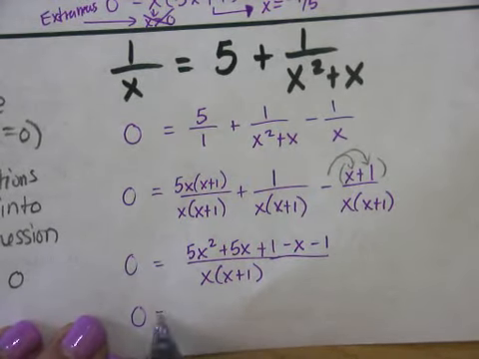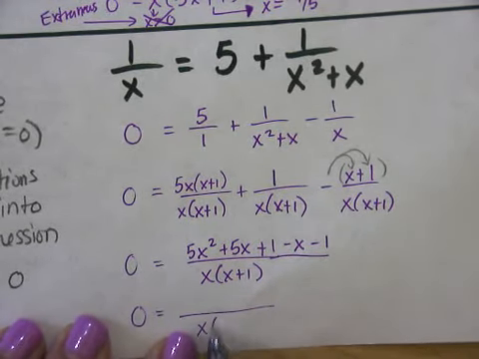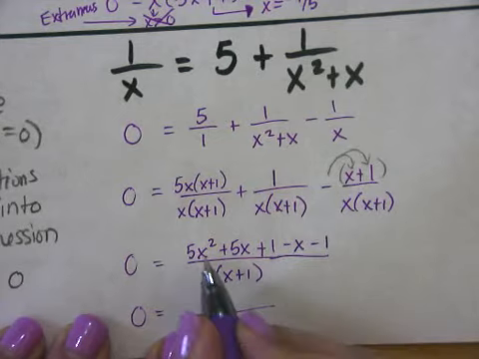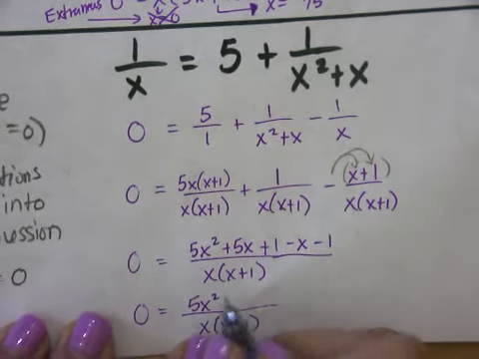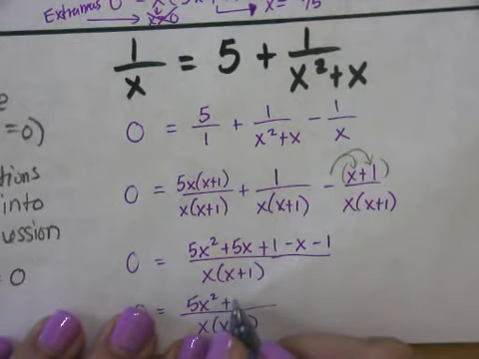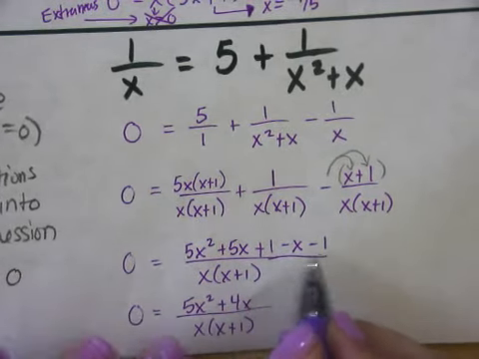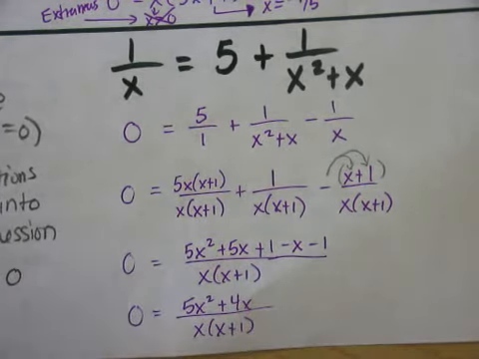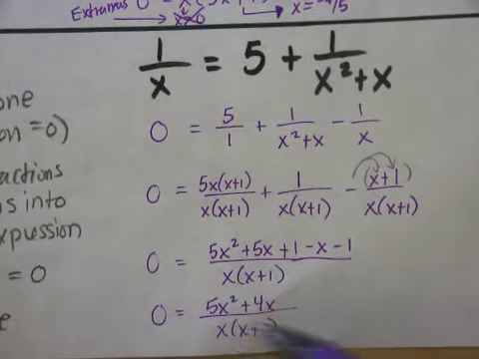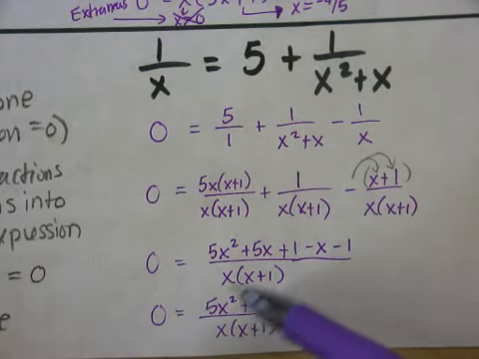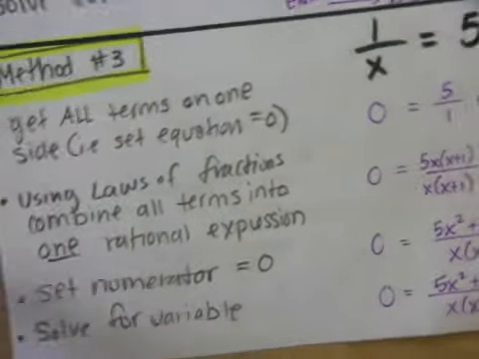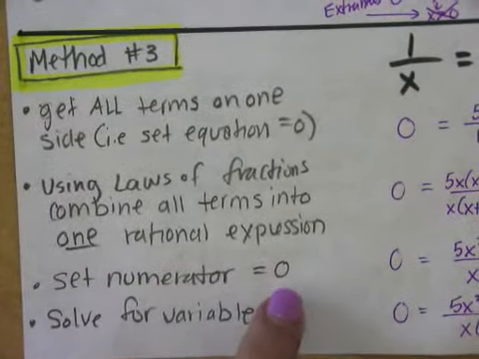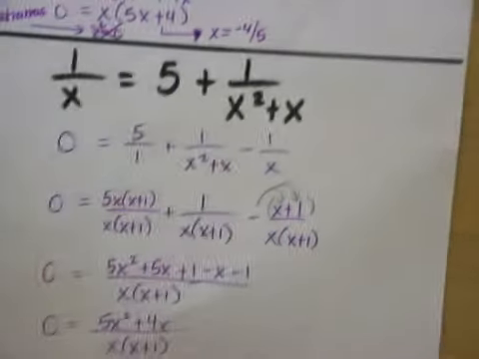Now, let me simplify. I know I can put some things together. So 5x squared, that's the only guy. I can combine the 5x and the negative x to make 4x. And the 1 minus the 1 goes away. Now, because we have a fraction set equal to 0, the only time a fraction can be equal to 0 is if the top is equal to 0. So since we have just one fraction set equal to 0, you can just set your numerator equal to 0 and solve for x.